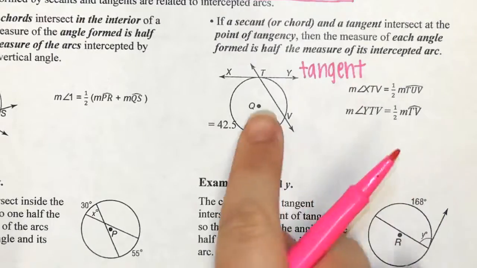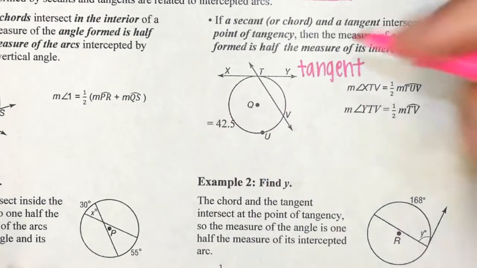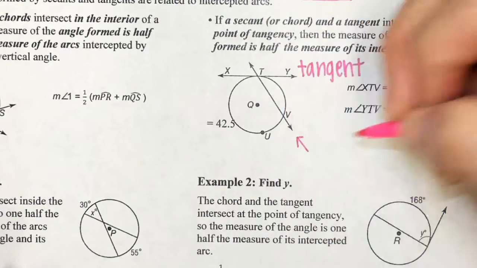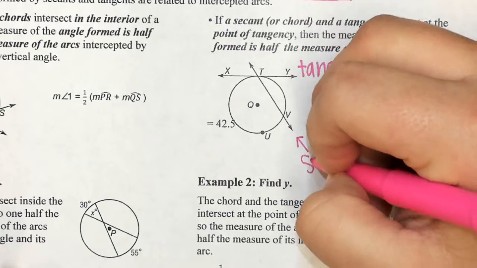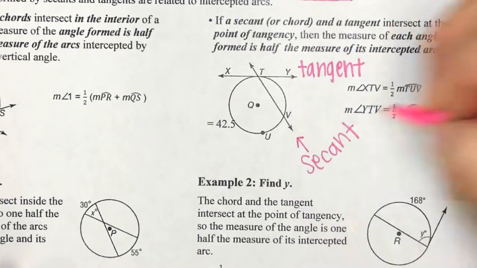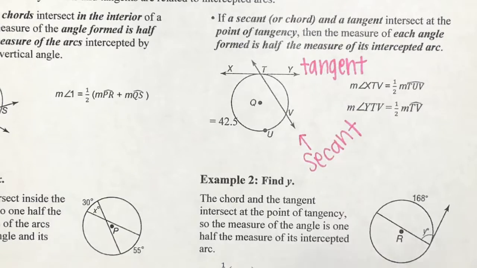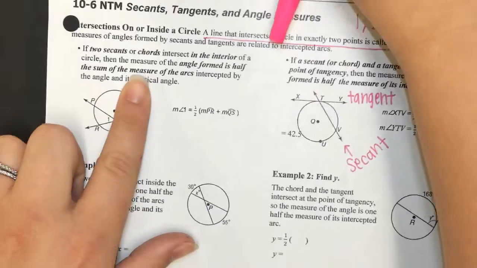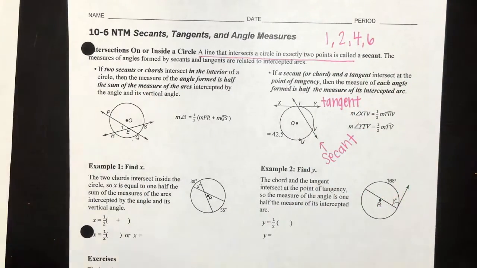Okay, so the one that barely touches the circle is a tangent line, and then this one that's going through it and extending, that's the secant line. Okay, read both of these sections real quick. Read both of these.